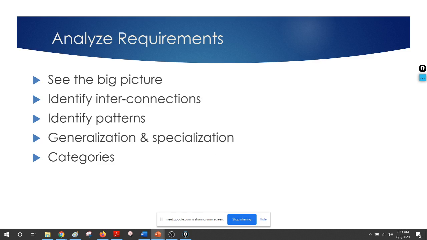Right, so then analyze the requirements. As I told you, analyze means see the big picture, identify the interconnections, identify the patterns, generalization and specialization, categorization. You do all those things together. That means you have analyzed your requirements, right?